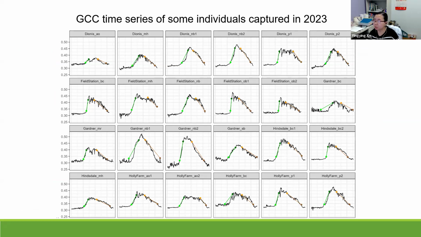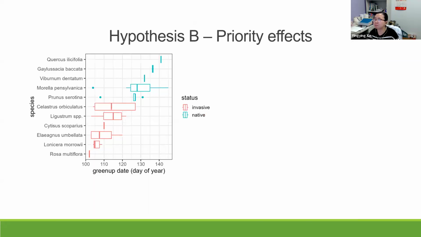We already have the data for 2023, we just haven't updated for 2024 yet. We only processed the first half of the year. We haven't finished processing the second half, but we will definitely do that soon. Okay, from that data, can we still test the hypothesis? Actually, yes, we can test the priority effect because we're able to compare the green ups.